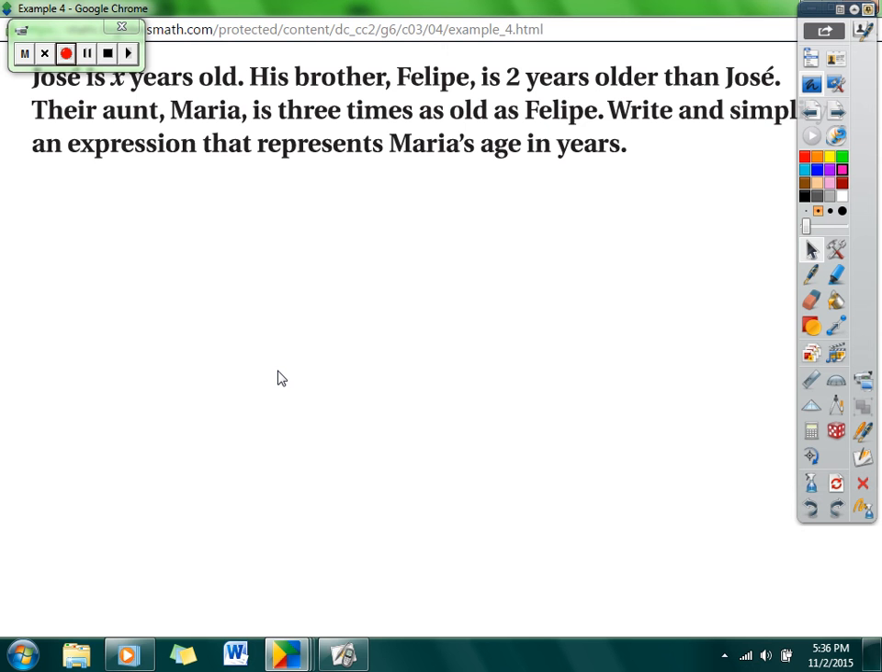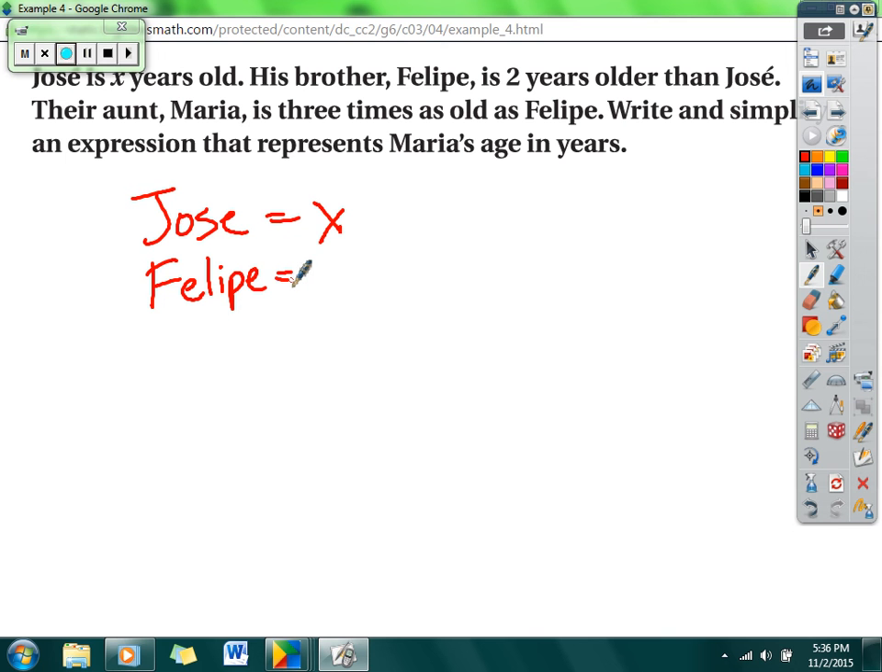we're going to put Jose is X. Felipe is 2 years older than Jose. So Felipe is going to be X plus 2. Then their Aunt Maria is 3 times as old as Felipe.